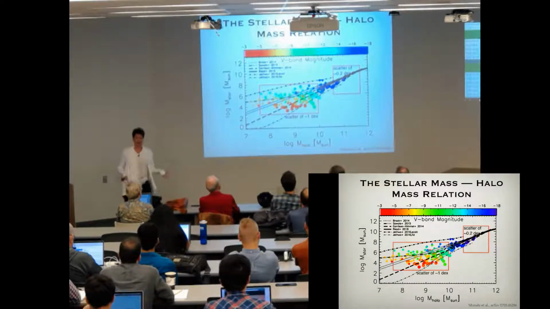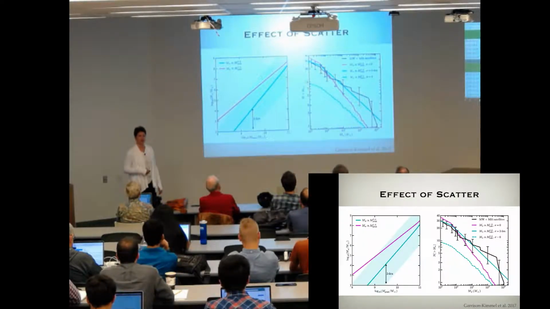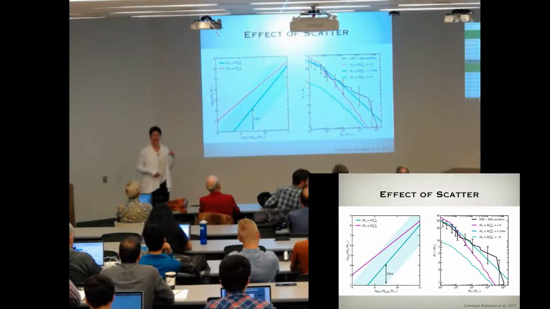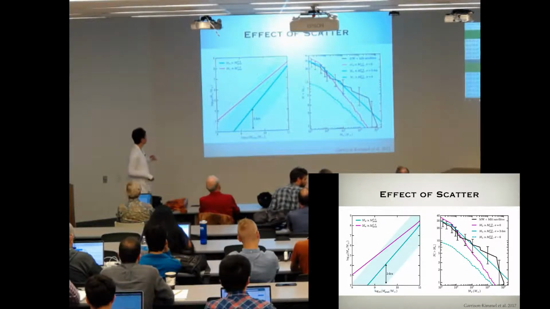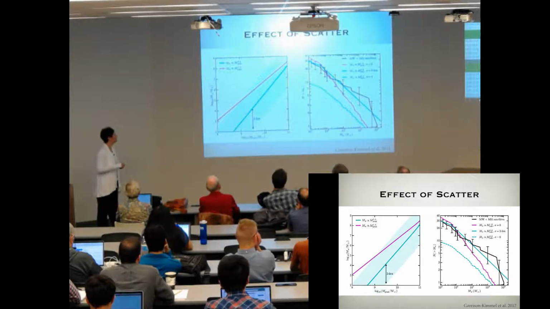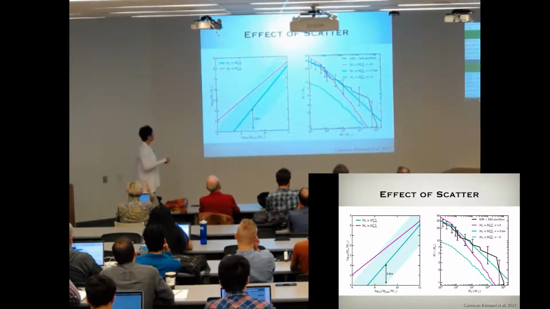Now, why do we care? Why do we care about the scatter at the low mass end? Well, I'm going to highlight Shea's work, actually, because Shea showed really nicely why we need to care about the scatter in the stellar mass to halo mass relationship. Here's an example of two different stellar mass to halo mass relationships. The magenta line here has a more shallow slope, but no scatter in it. And the blue line here has a steep slope, but with 2 dex of scatter.